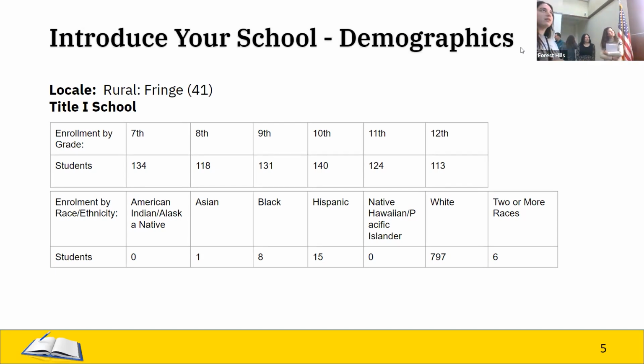So 7th grade, we have 134 students, 8th grade, 118. And that's really a typical kind of range for us. Our class of sophomores this year is pretty big, but we've had movements up to like the 160.